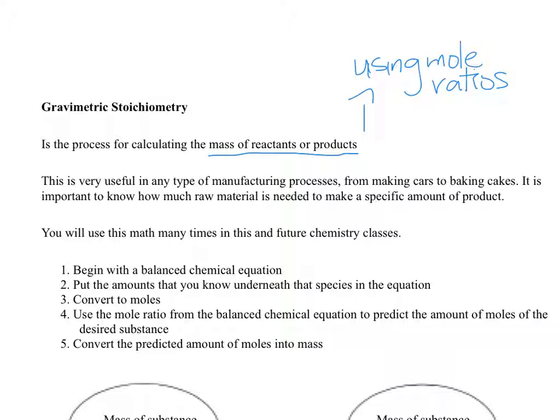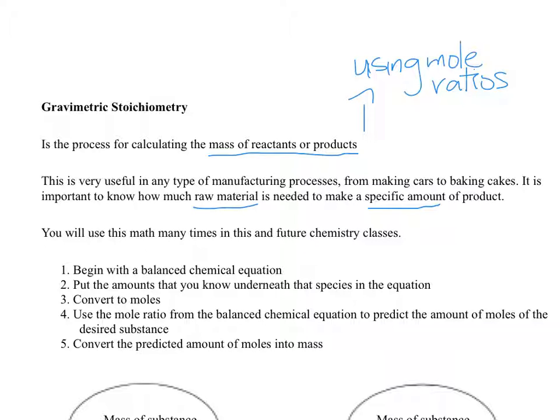So this is very useful in any type of manufacturing process, making cars to baking cakes. We use it all the time in chemistry when we're figuring out how to make solutions, how much mass to use in a reaction. It's very important to know how much raw material is needed to make a specific amount of product. That way, we don't waste anything. We don't overuse too much chemical. We don't use too much energy. So you're going to use this math many times in this course.